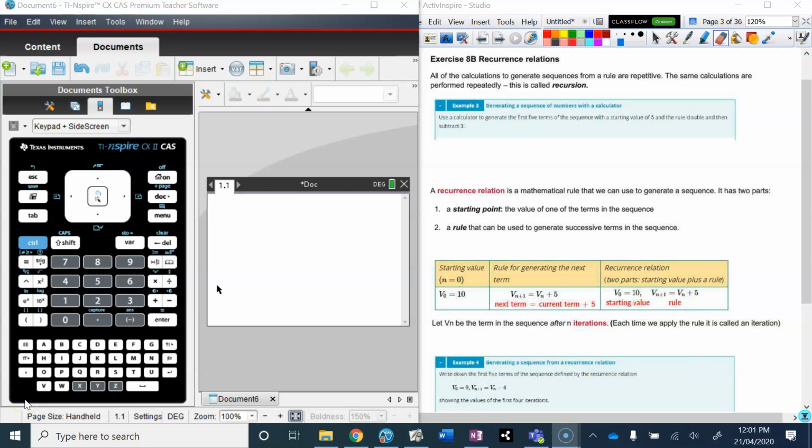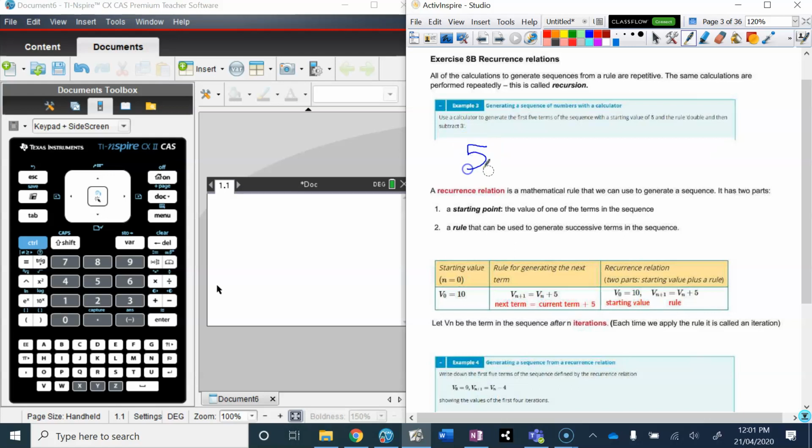Example 3 asks us to use the calculator to generate the first 5 terms of the sequence with a starting value of 5 and the rule double and then subtract 3 to find the next term. So what that's meaning is that we have a sequence with the first number 5, the first term is 5, and we need to find the next 4 numbers in that sequence. The easiest way to do this is with a calculator.